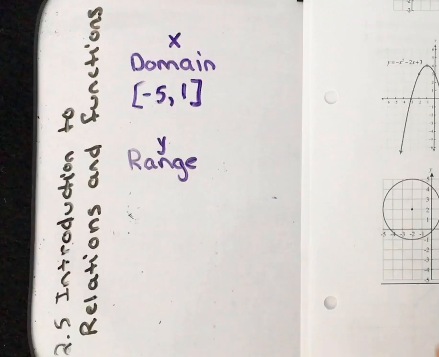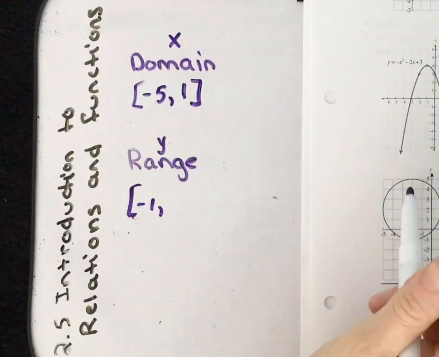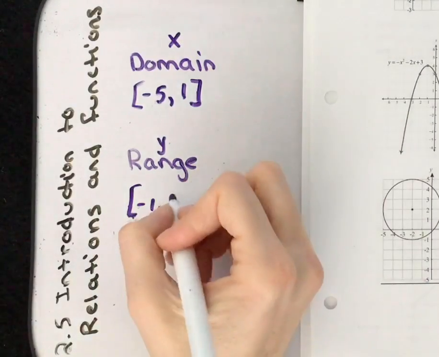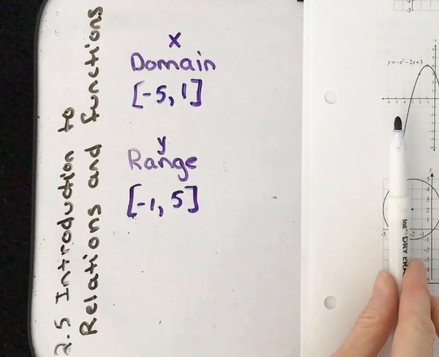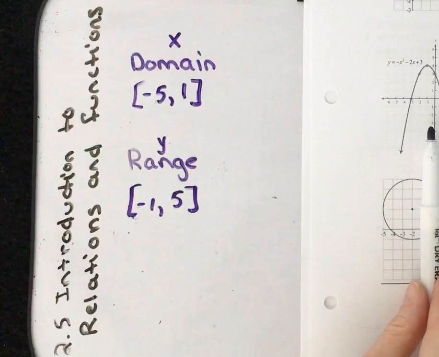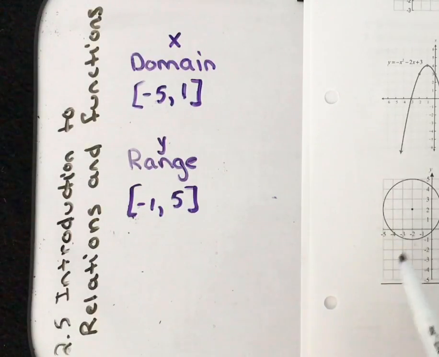Same thing for the range. All the way down, it looks like we have -1. And then up to the top, it looks like 5. Now, is this a function? Does it pass our vertical line test? No, it does not. So this one, the circle, is not a function.